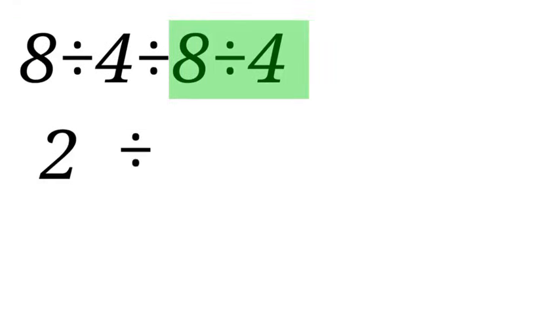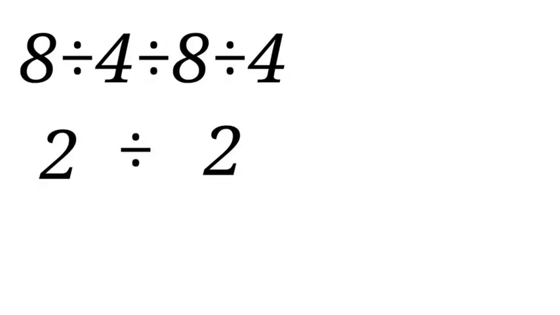Hello, welcome. We want to solve 8 divided by 4 divided by 8 divided by 4. Now, 8 divided by 4 is 2, and 8 divided by 4 is 2. We now have 2 divided by 2 is 1. As convincing as that may sound, this is not correct.